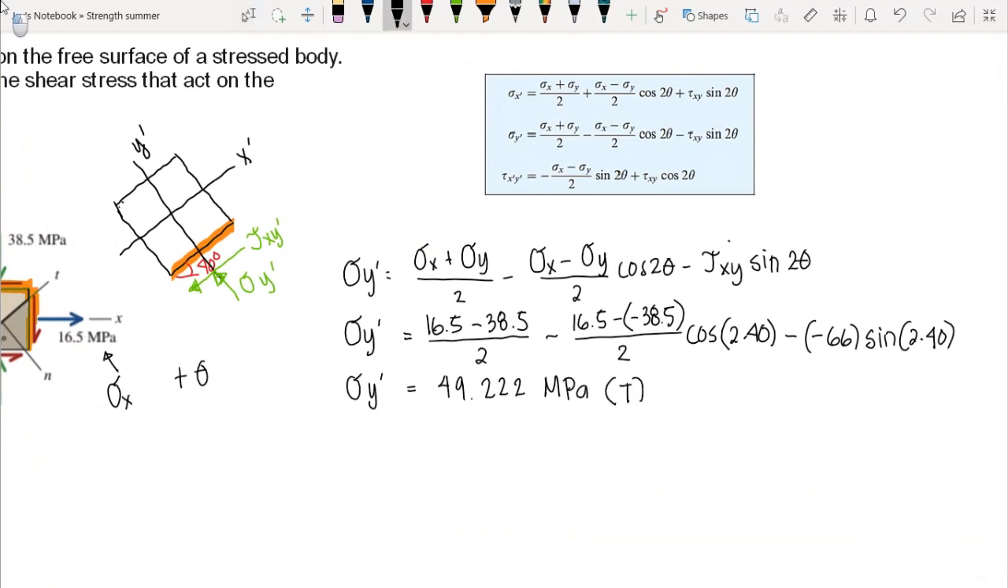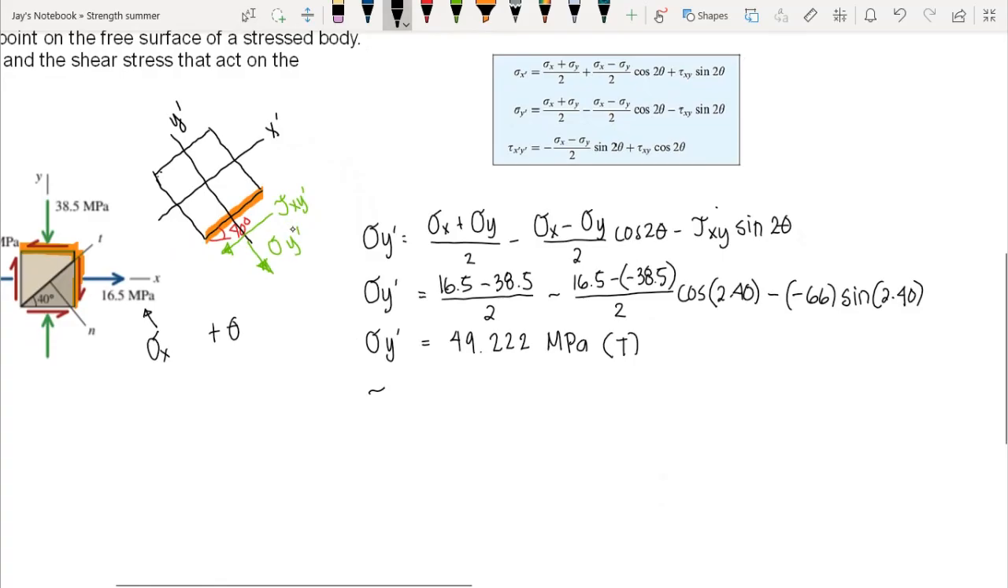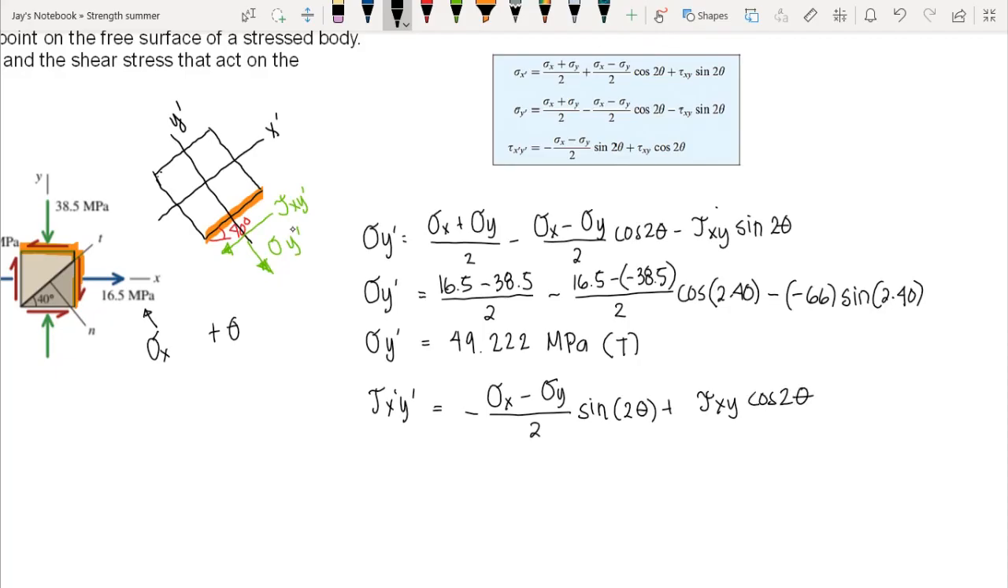So we have an incorrect assumption of our stress. This should be acting away from the face of our stress element, so it should be this one. Now let's compute for our shear stress at this point. We have shear stress x prime y prime is equal to negative sigma x minus sigma y over 2 sine of 2 theta plus the shear stress xy cosine of 2 theta.